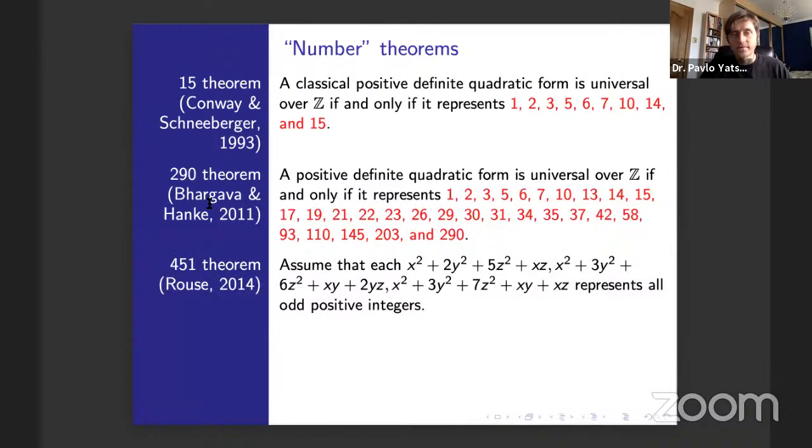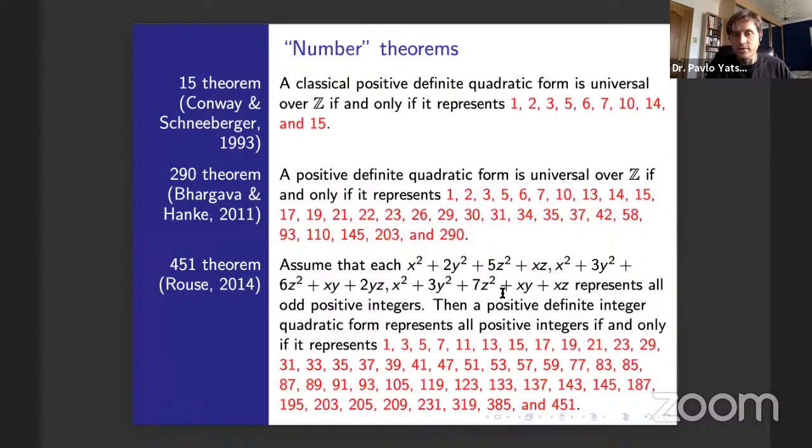So it's the 451 theorem by Rouse. This theorem assumes that given these three ternary forms, so assume that these three ternary forms represent all odd positive integers. If this is true, which is not known really, but I think conjecturally it is true. So if these three forms represent all odd integers, then any positive definite integer quadratic form represents all odd integers if and only if it represents all the integers between 1 and 451, obviously odd integers.